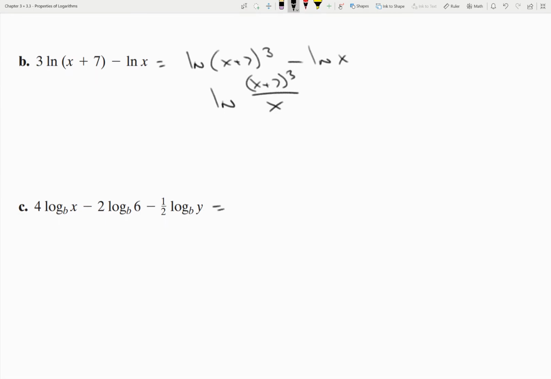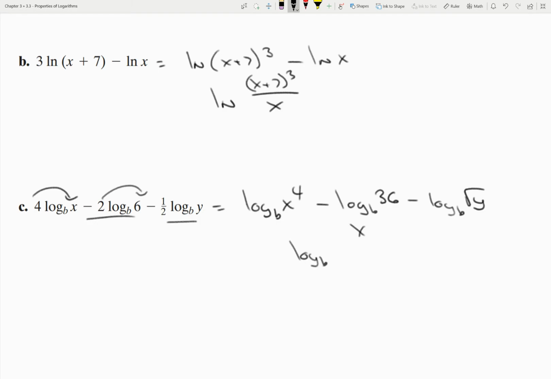For part C, we get log base b of x to the 4th. The 4 comes inside. The 2 comes inside minus the log base b of 6 squared. I could write it as 6 squared, I could just write 36 though, just as easily. Minus the log base b of y to the 1/2, which is the square root of y. Okay, and now I put these together. Both of these two terms are going to go in the denominator because they're both subtracted. So this is x to the 4th over 36 square root of y. I would leave it like that as opposed to trying to do something like rationalize the denominator and go crazy with other algebraic techniques. All right, you can just leave it as the combined logarithm.